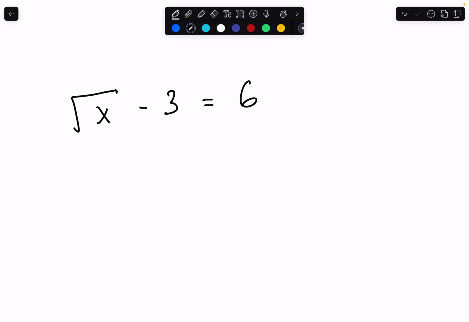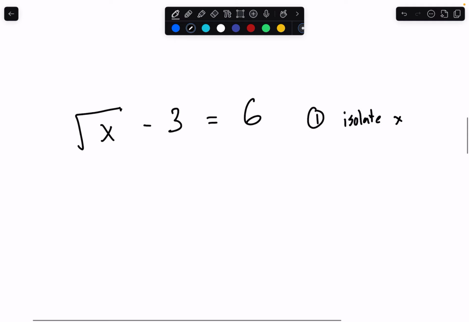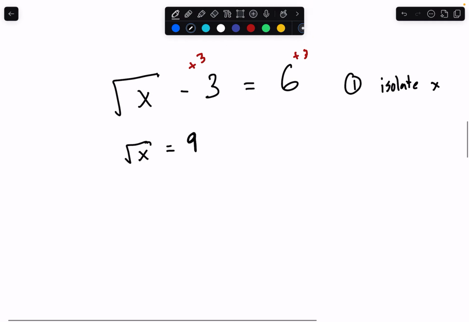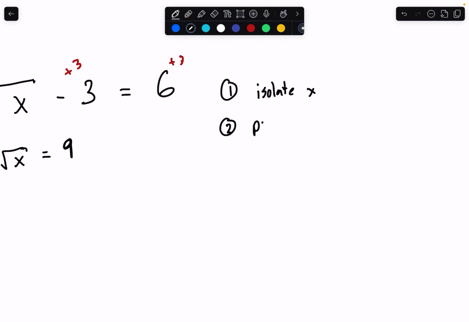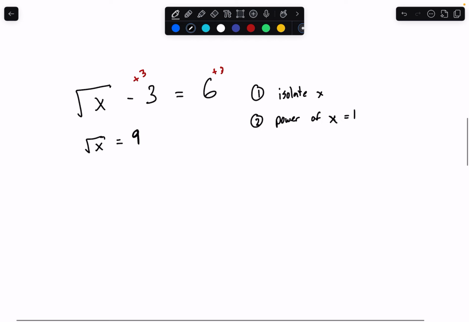The first step that you always want to do is isolate x, which means that we want to get everything with x on one side and everything that isn't x on the other. So now, if we add 3 to both sides, what we end up with is the square root of x is equal to 9. So now, we have everything with x on one side and everything that isn't x on the other. The next step is to get the power of x to equal 1. And that just gives us x by ourselves.